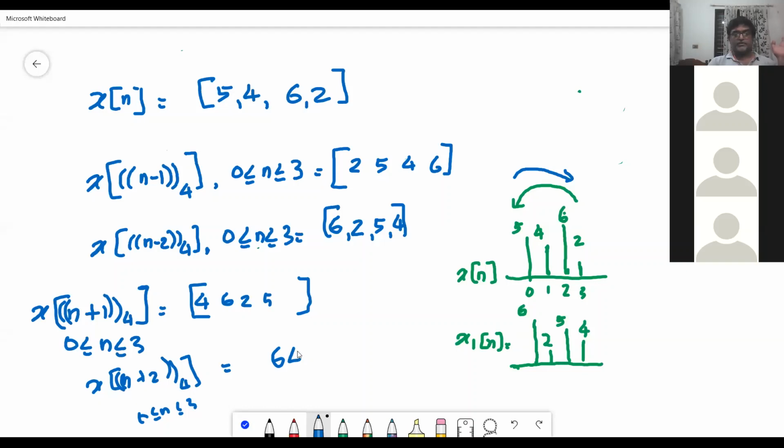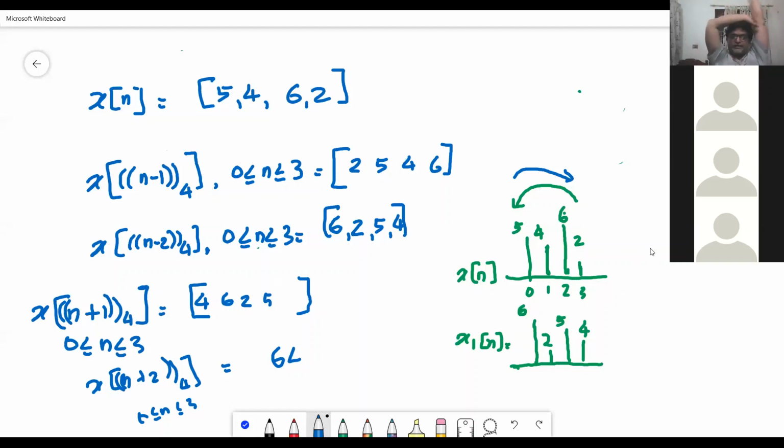That's how you will compute the values, right? 6254. Sorry, 4, 2. This is now 4625. So again, this 4 will come towards the end. Okay. So in this case, you have similar values.